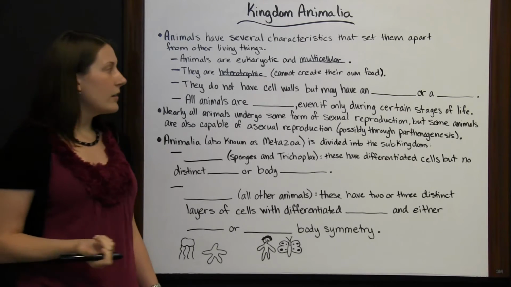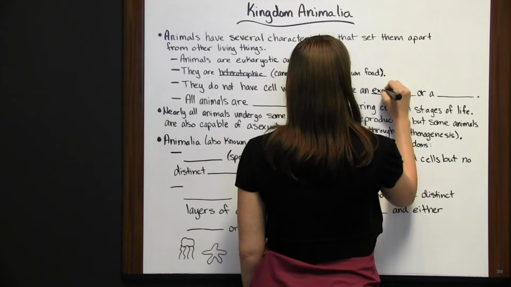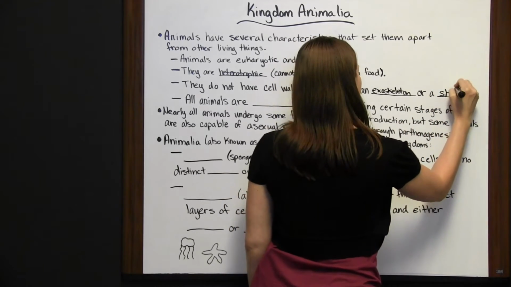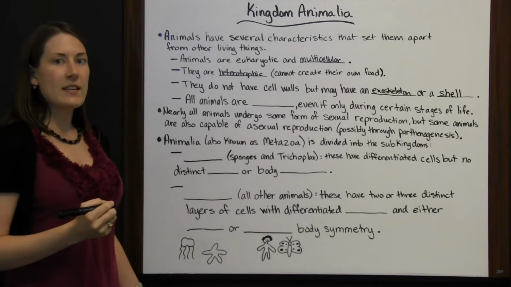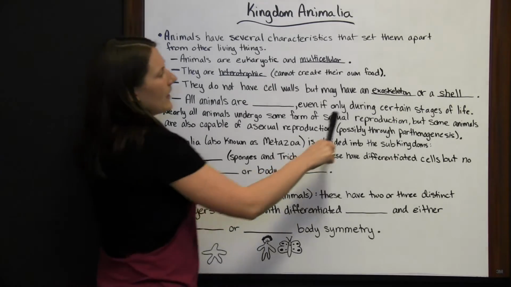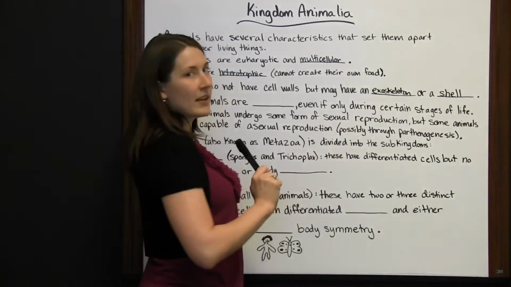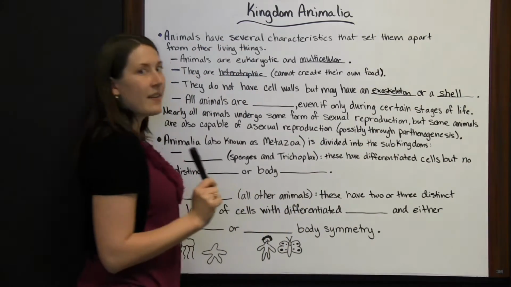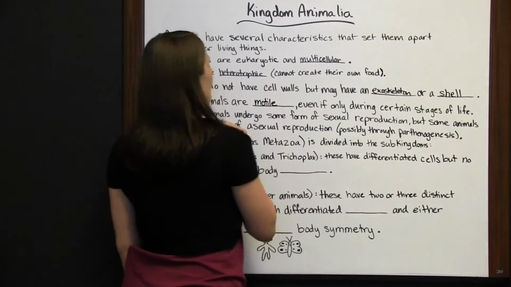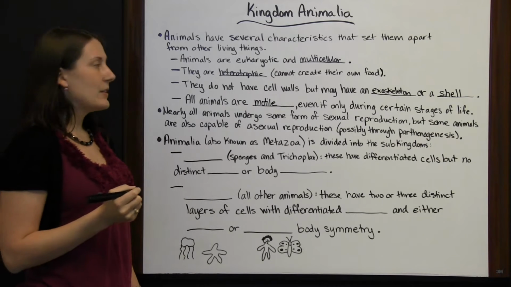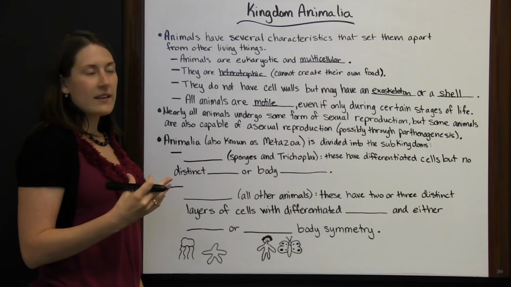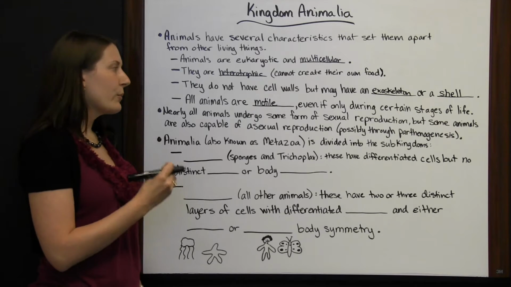Animals do not have cell walls, but they may have an exoskeleton, which is like a hard skeleton they secrete onto the outside of their body, or a shell. Now, they don't have to have that. Obviously, we don't have a hard exoskeleton or a shell, but some animals like your crawfish or lobsters would have an exoskeleton, or things like snails have a shell. All animals are motile. This means they can move, even if only during certain stages of life. So some animals may only move a little bit or very slowly, but all animals are motile, even if it's just for a short period of time or during one stage of their life.